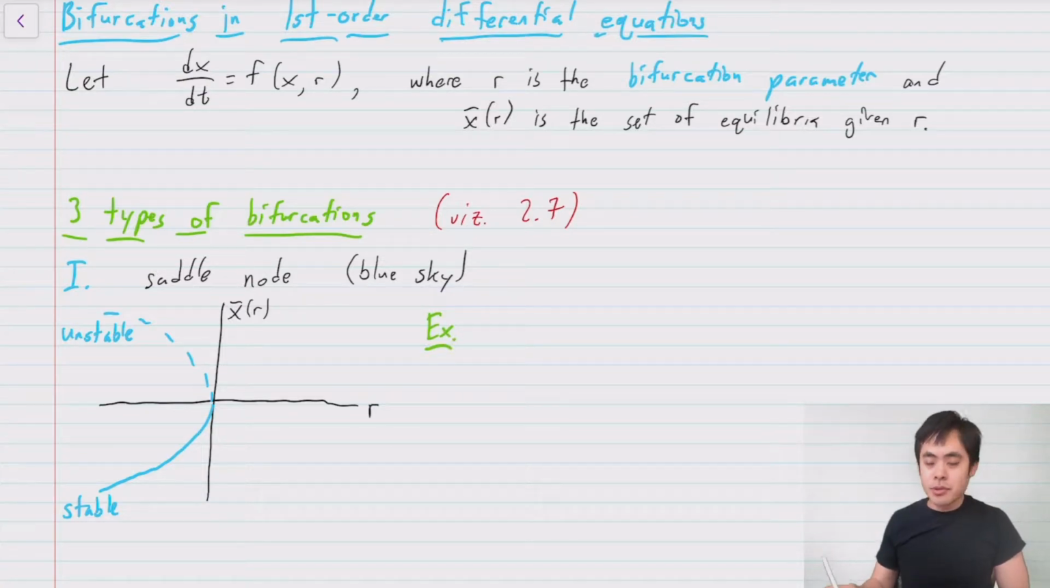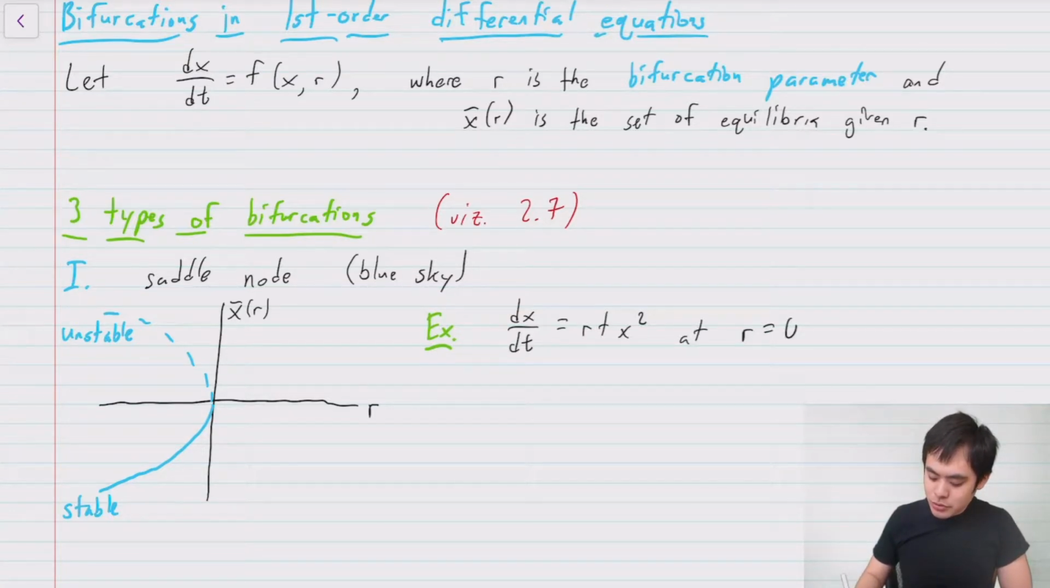And let's give an example of this. This is the canonical example: dx/dt is equal to r plus x squared, at r equal to 0. So first, what does it mean for there to be an equilibrium? In order to solve for the equilibria, we set dx/dt equal to 0, right? So 0 is equal to r plus x bar squared, which implies that x bar is equal to plus or minus the square root of minus r.